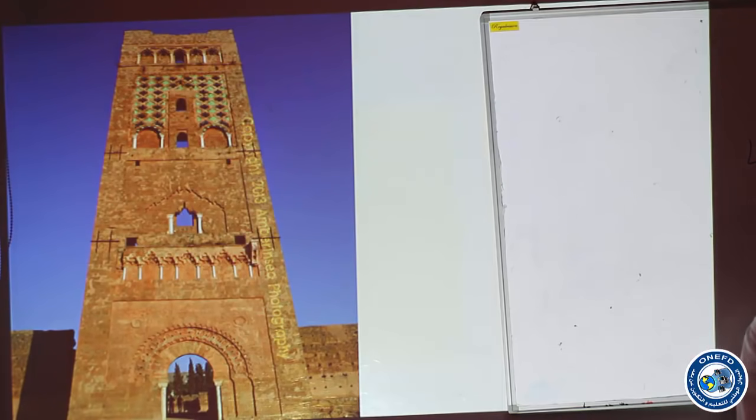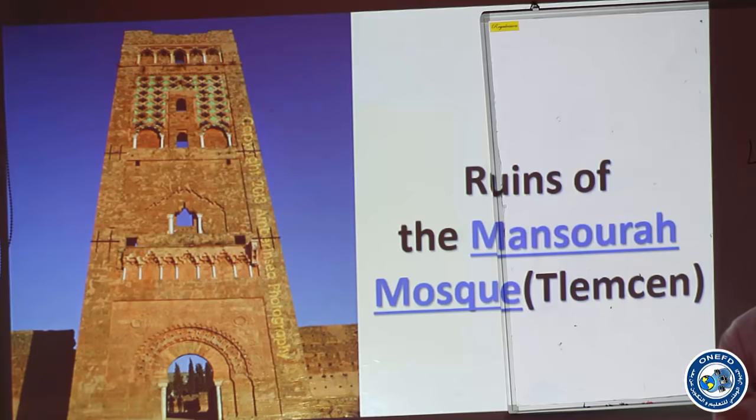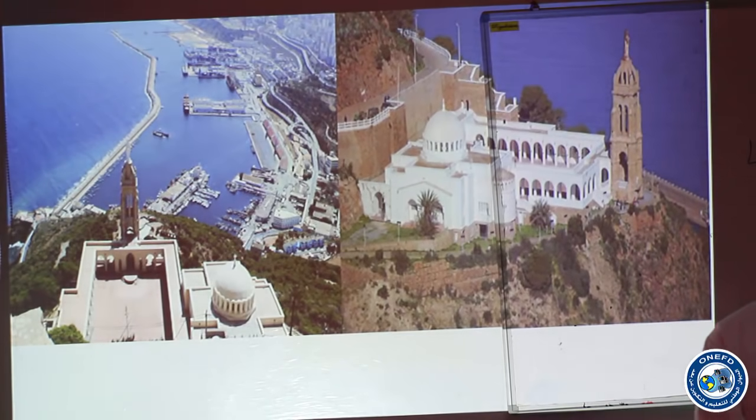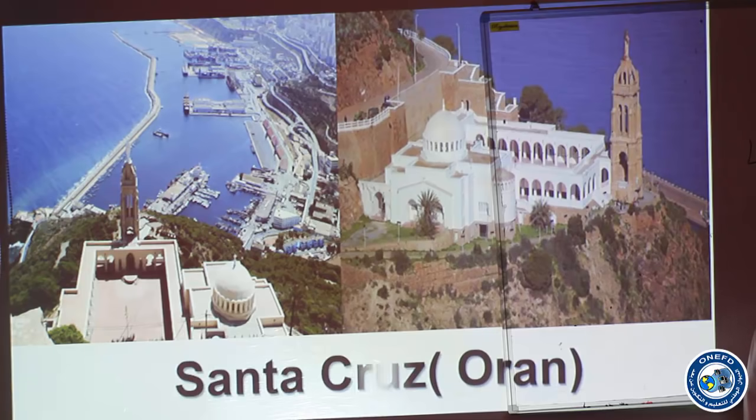The following picture, ruins of Al Mansoura Mosque in Tlemcen. Can you guess this wilaya? Yes, it is Oran. What do we call this? It is Santa Cruz. It's Santa Cruz in Oran.